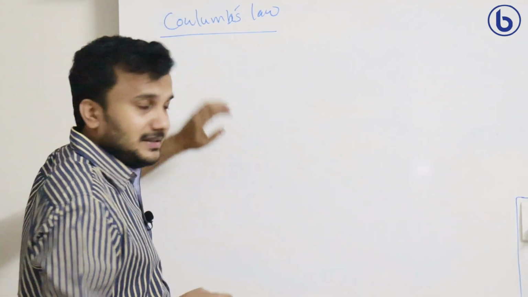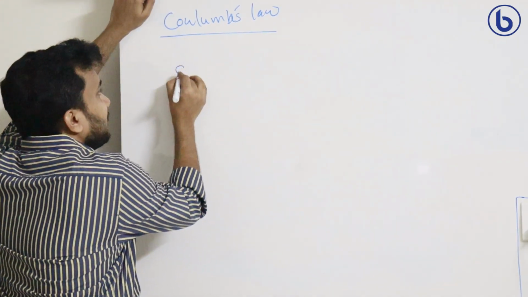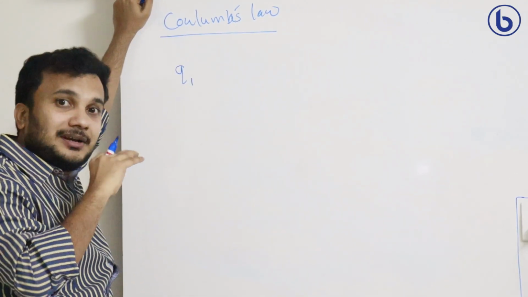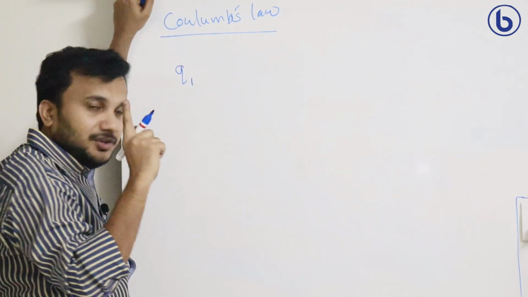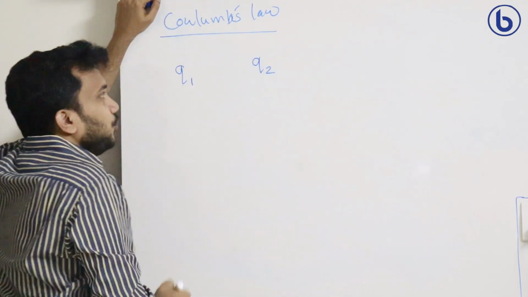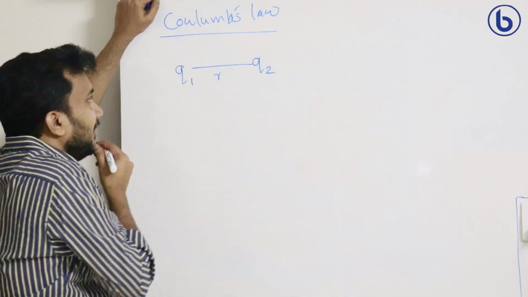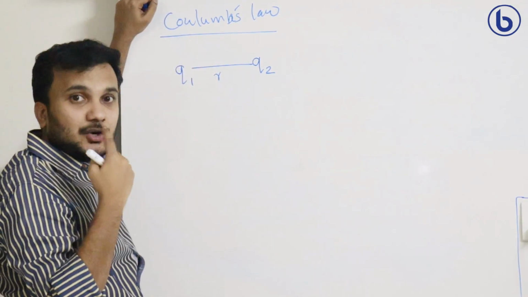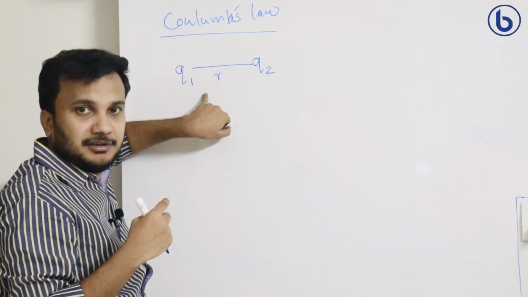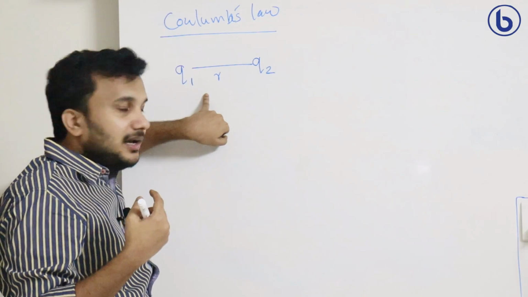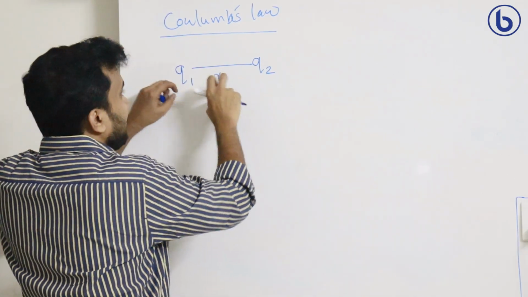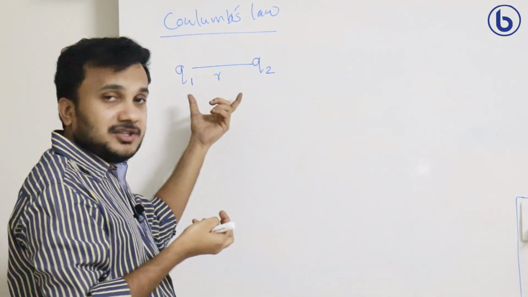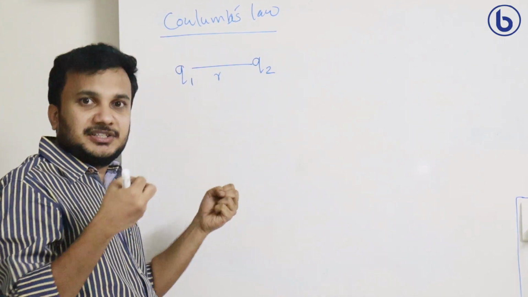What does Coulomb's law state? If we have two point charges, always remember the wording I am telling. It's not a collection of charges, or extended charges. It's only point charges. If I have two point charges Q1, Q2 separated by a distance R, then Coulomb's law states that if the two charges have the same sign, which means either both are positive or both are negative, these two point charges will repel each other, so a repulsive force will be there.